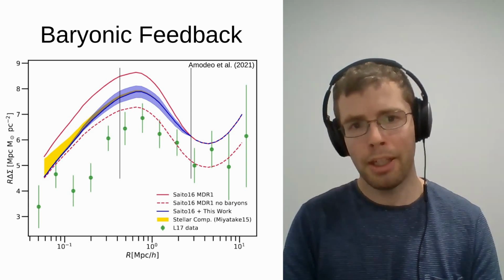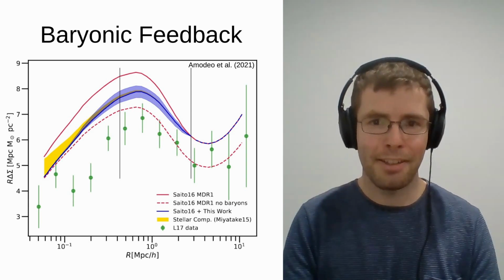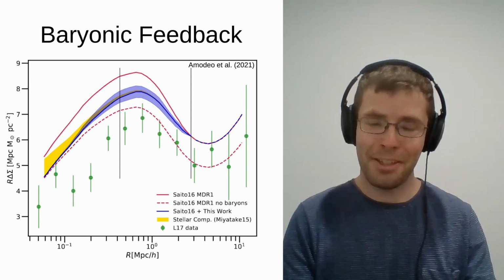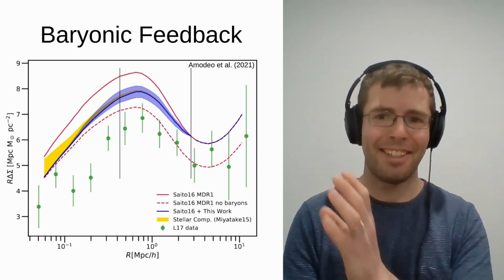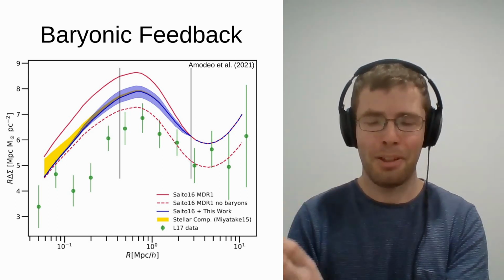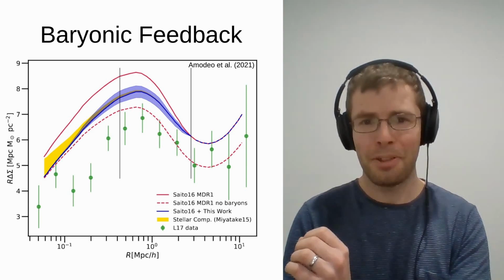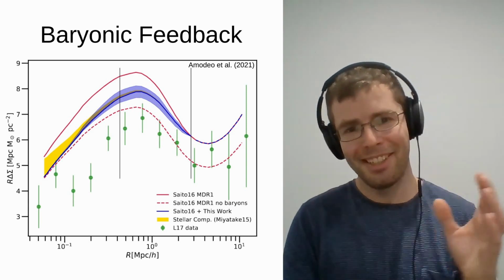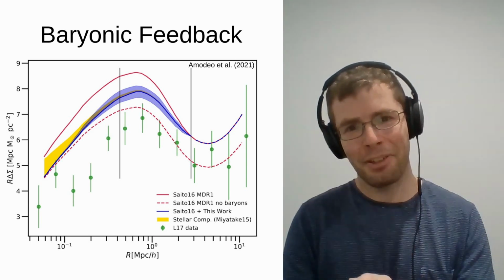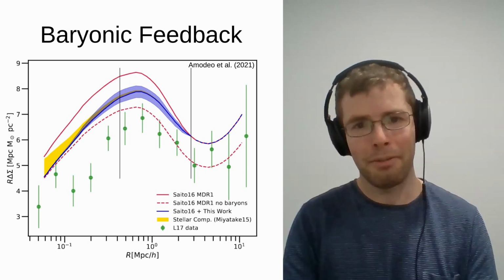And so what we're currently working on is a combined analysis of galaxy redshift space clustering, galaxy-galaxy lensing, as well as the thermal Sunyaev-Zel'dovich effect, to ultimately jointly constrain cosmology, galaxy connection, as well as baryonic feedback.